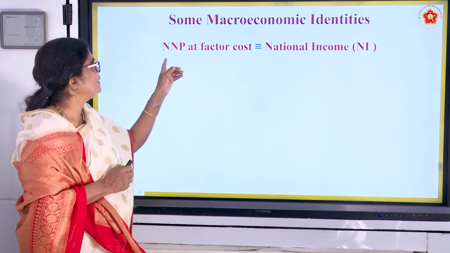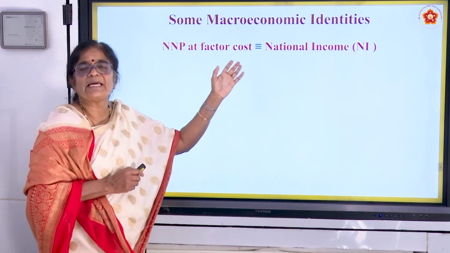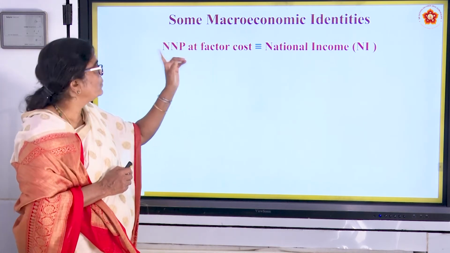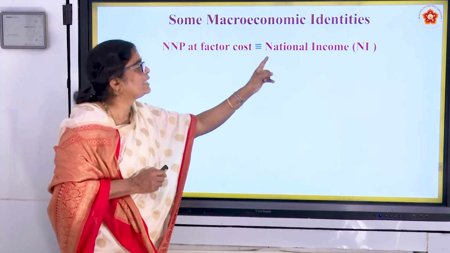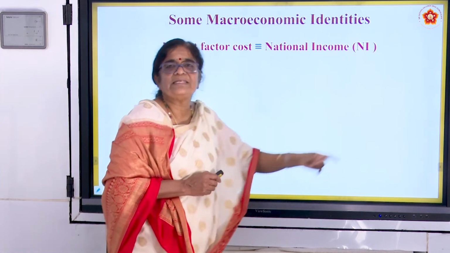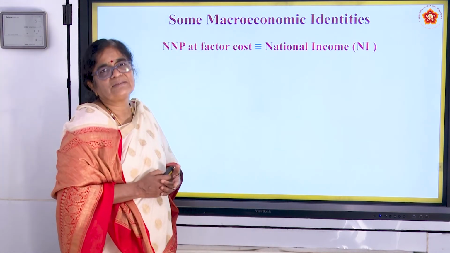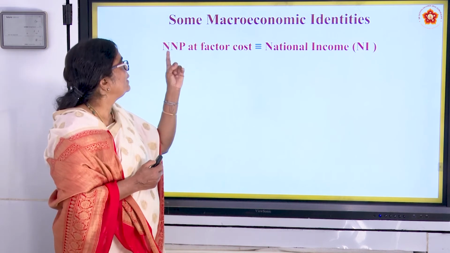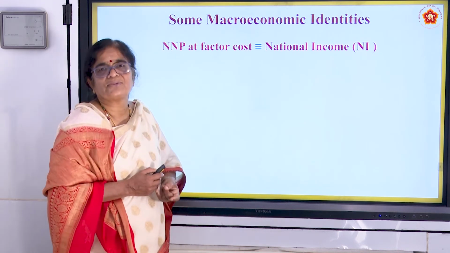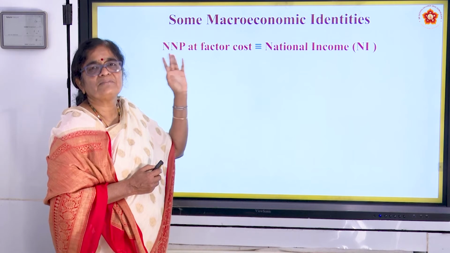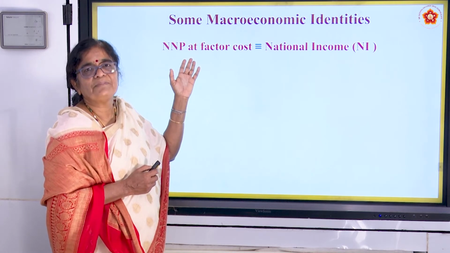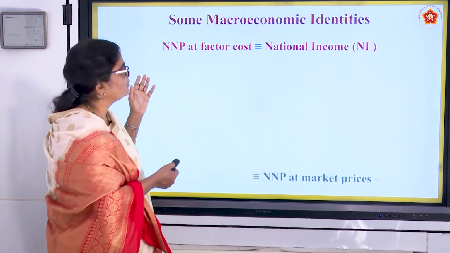Very, very important identity. Again, this macroeconomic identity, you have to mention in your answer. NNP at factor cost is exactly equal to the national income of the nation. National income is nothing but NNP, net national product at factor cost. You have to be very clear about it. What is national income? National income is a macroeconomic variable which is NNP at factor cost, measured at factor cost.